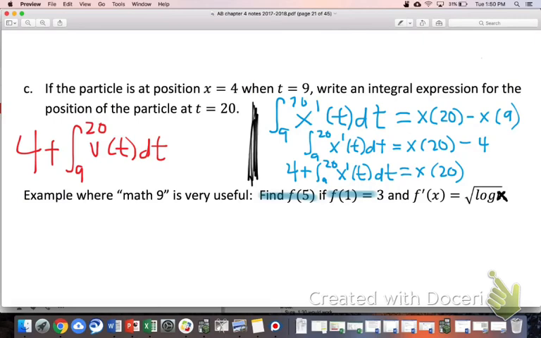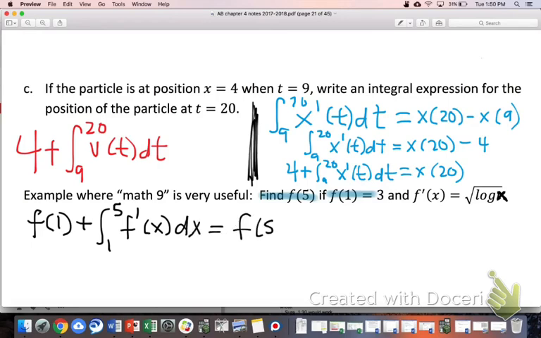Yeah, go ahead, Matt. F of 1 plus the definite integral from 1 to 5 of f prime of x dx equals f of 5. That's really well set up, isn't it? Basically what he's doing there is he's saying the initial value plus the change equals the final value.